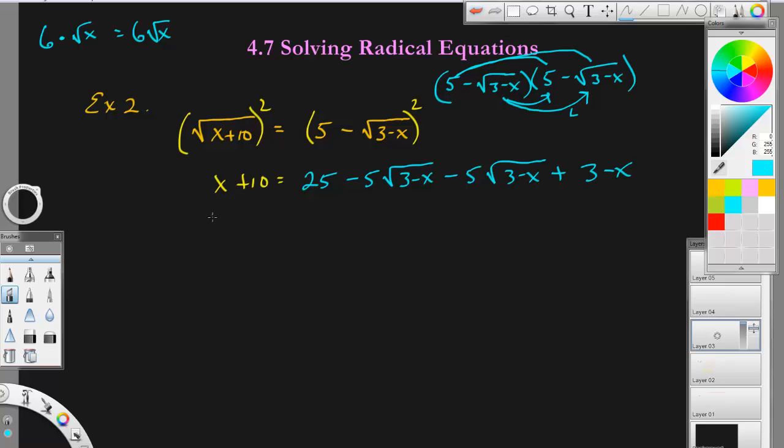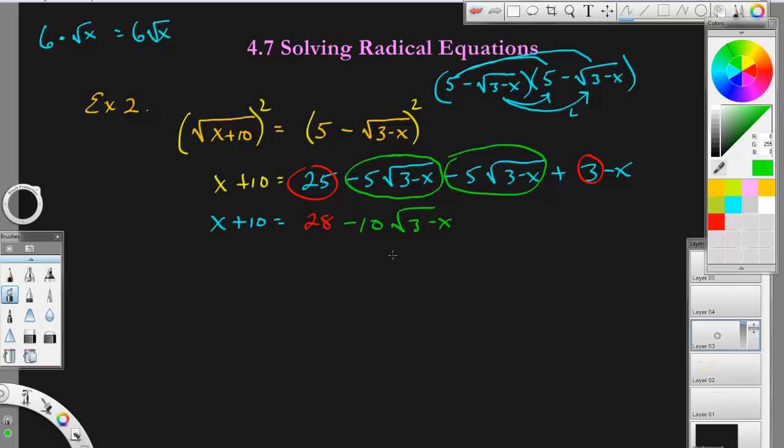So we're going to simplify this a little bit. So we got x plus 10 on the left equals, and now let's put everything together. So we got a 25 and a plus 3, so that's going to be 28. Okay, and then we'll do the other one in green. I have minus this, minus the same thing, so that's going to be minus 10. Negative 5 minus 5 is negative 10. Radical 3 minus x. Okay, and then don't forget about this little minus x we have here, so that's minus x.